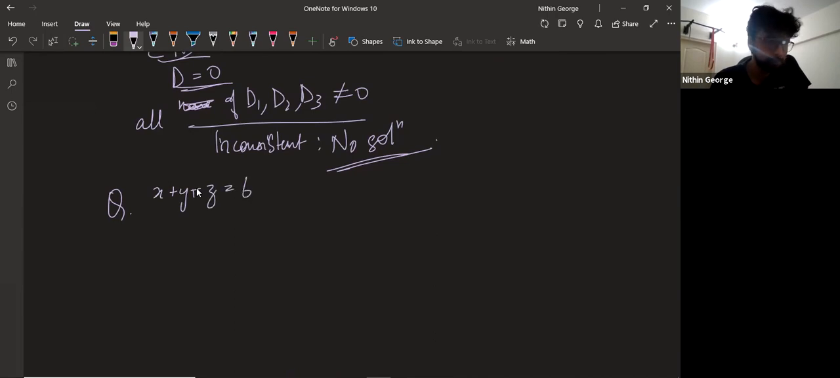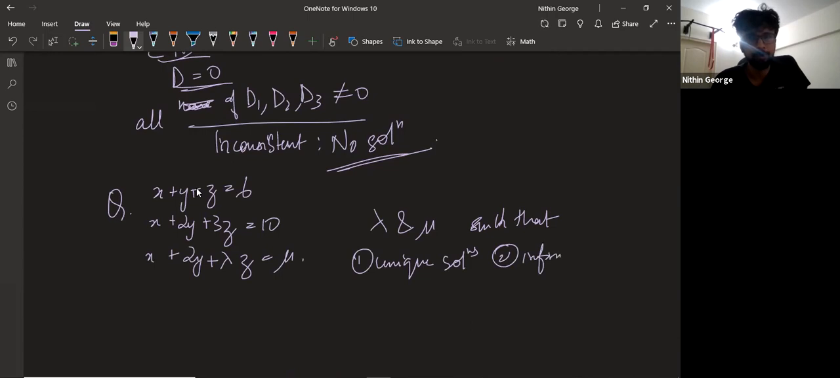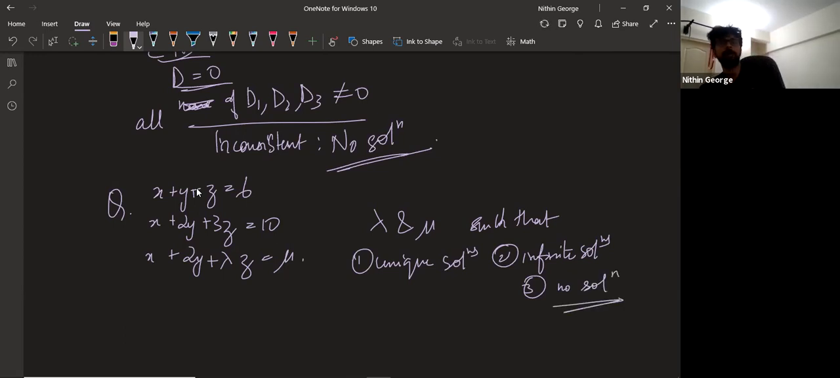x plus y plus z is equal to 6. x plus 2y plus 3z equal to 10. x plus 2y plus lambda z equal to mu. Find lambda and mu such that one, it has a unique solution; two, it has infinite solutions; and three, it has no solution.